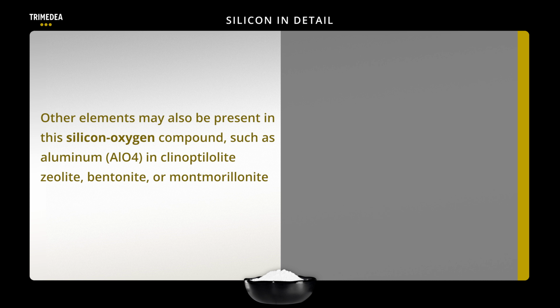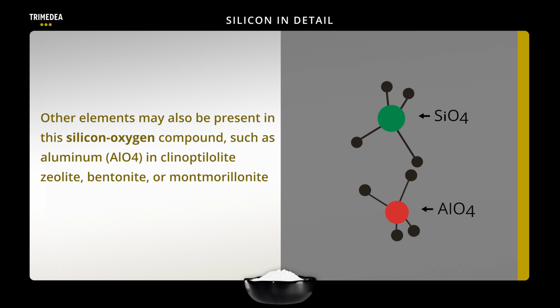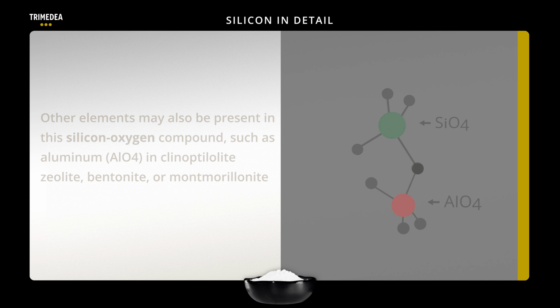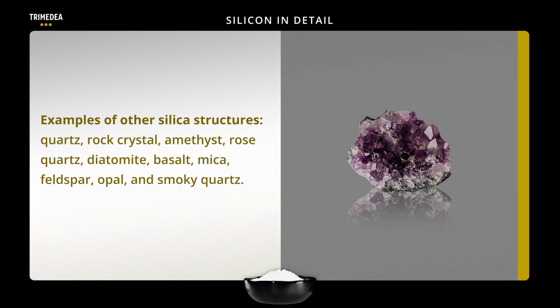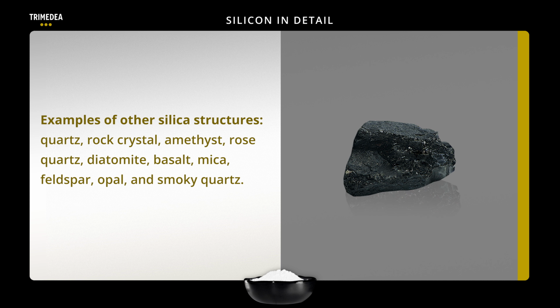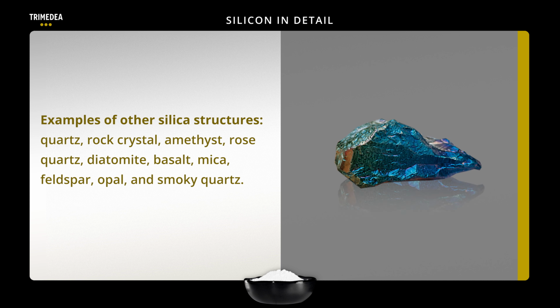Other elements may also be present in this silicon-oxygen compound, such as aluminum, in clinoptilolite zeolite, bentonite, or montmorillonite. Examples of other silica structures are quartz, rock crystal, amethyst, rose quartz, diatomite, basalt, mica, feldspar, opal, or smoky quartz.